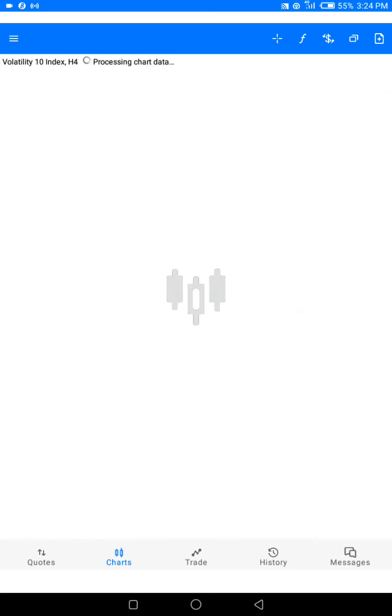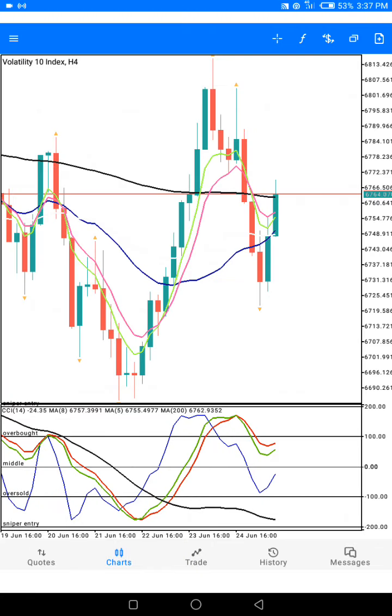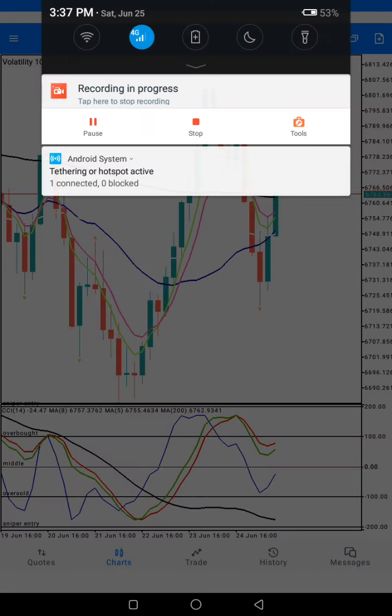Now let's look at it on the lower time frame. You can see the market is still doing the back and forth. It is still not satisfied yet. The buyers and the sellers are still pushing the market back and forth.